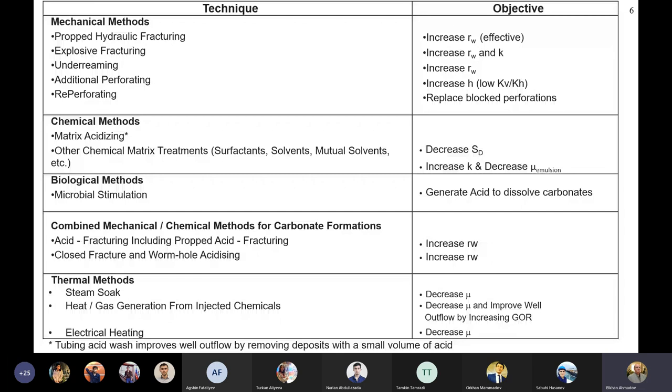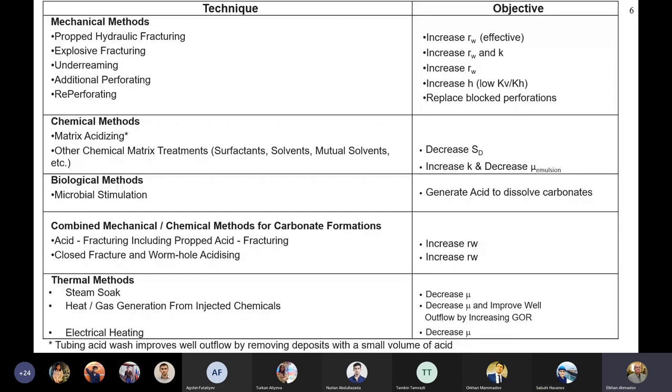Is that clear? Yes, it's clear. But as we change this temperature and we flash it or we do some differential liberation, the value of this parameter for these different pressures is changing. That's why I am asking that.